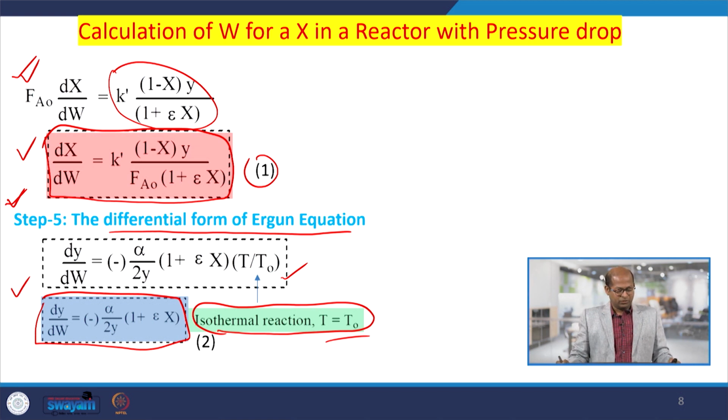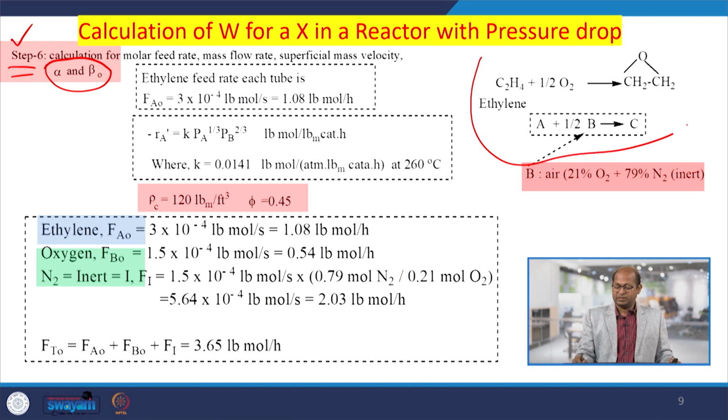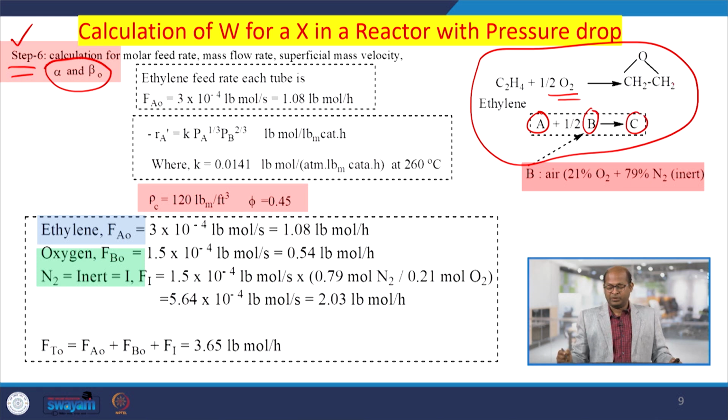Okay. Now here the molar flow rate F A naught, the epsilon value and the alpha value are the components we have to know or find for this particular reaction. How these values come, we will discuss. Alpha and beta 0 values also we have to calculate in step 6, as we will see how to proceed. So, this is our reaction: component A and half component B give component C, the product. So, we are expressing it in terms of A, B and C.